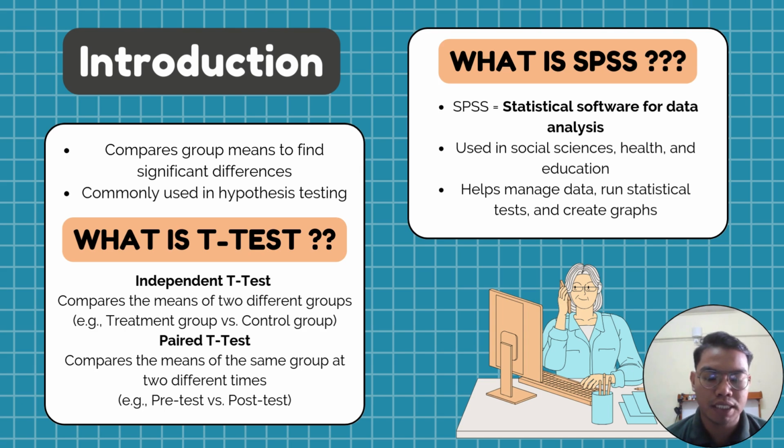Second is the paired t-test. It compares the means of the same group at two different times, for example, before versus after treatment. It is used when the data points are related or matched.